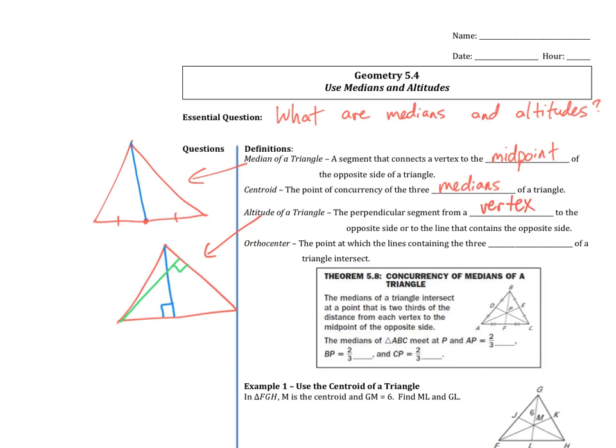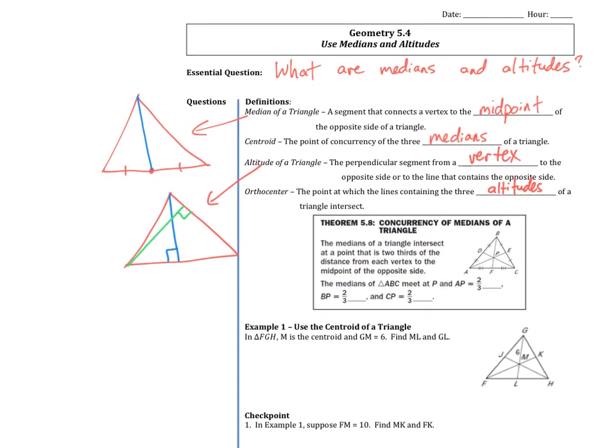And the orthocenter is the point at which the lines containing the three altitudes of a triangle intersect. Okay, so medians and altitudes.